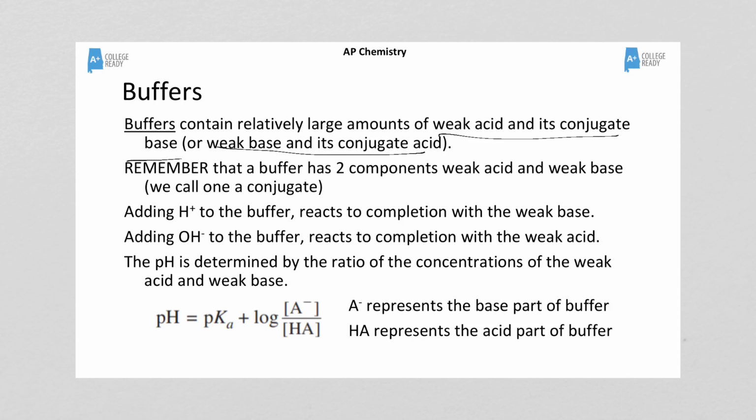So just remember, a buffer has a weak acid and a weak base, and they're associated with each other. Their formulas look related. What we really need to be able to do is predict what happens if we add H plus to a buffer. What part of the buffer is what you need to decide. What part of the buffer does it react with?